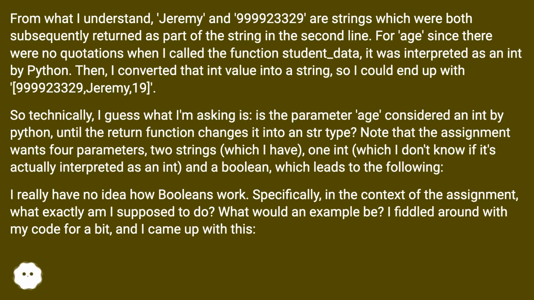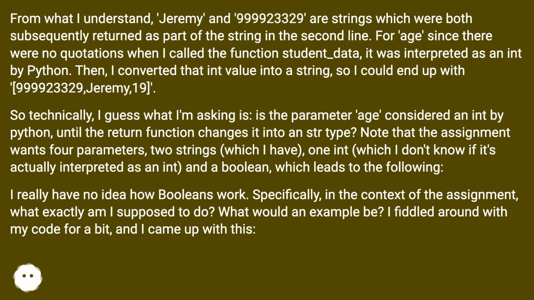For age, since there were no quotations when I called the function student_data, it was interpreted as an int by Python. Then I converted that int value into a string, so I could end up with 999923329 Jeremy 19. So technically, I guess what I'm asking is, is the parameter age considered an int by Python until the return function changes it into a str type?